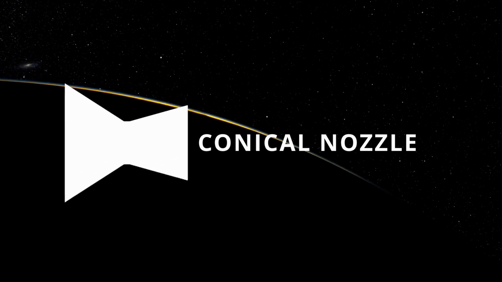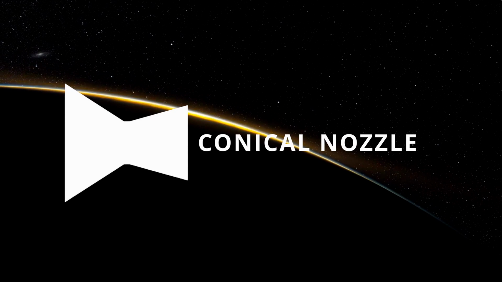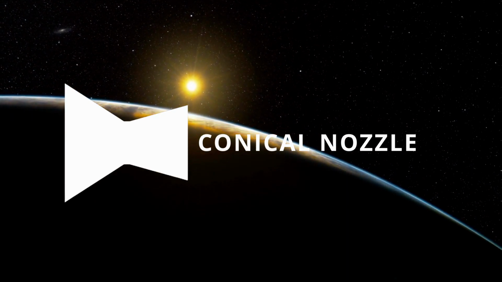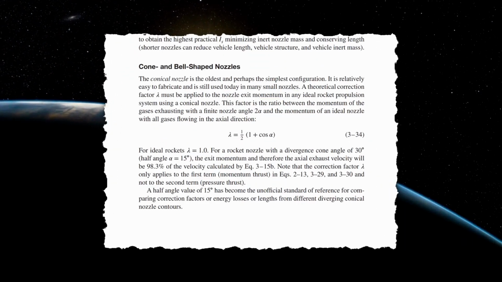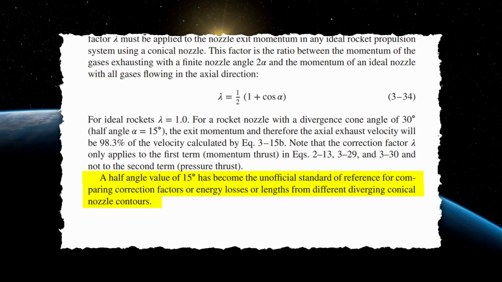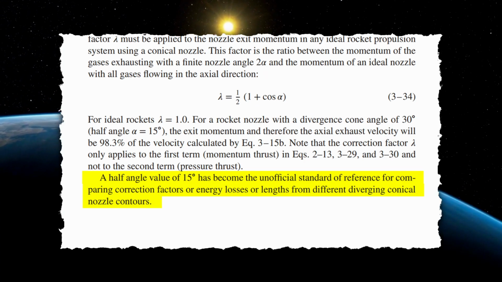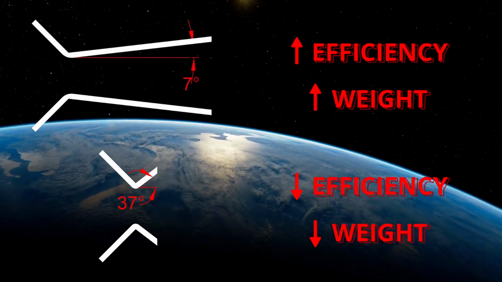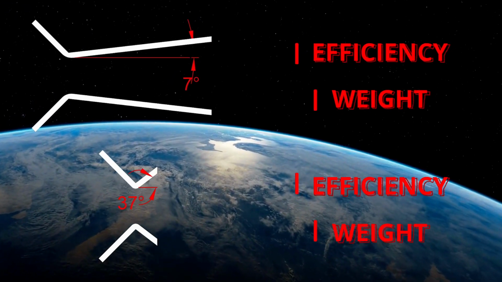The conical nozzle, the oldest and simplest configuration, remains prevalent in many small nozzles due to its ease of fabrication. Sutton notes that a 15-degree half angle has become the unofficial standard for comparing correction factors and lengths across different conical nozzle designs. While larger divergence angles offer shorter, lightweight designs, their performance may suffer.